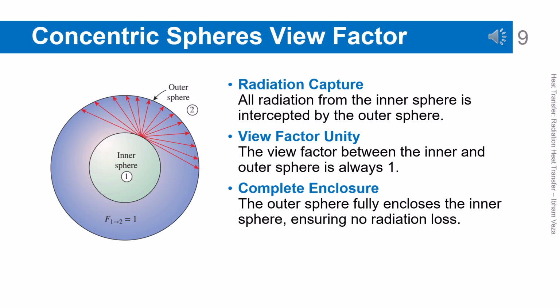Concentric spheres view factor. For concentric spheres, all radiation from the inner sphere must strike the outer sphere. Therefore, the view factor from the inner to the outer sphere is always equal to 1. This system is a perfect enclosure example. No radiative energy is lost to the surroundings. This case is very useful for simplifying multi-layer spherical system analysis.